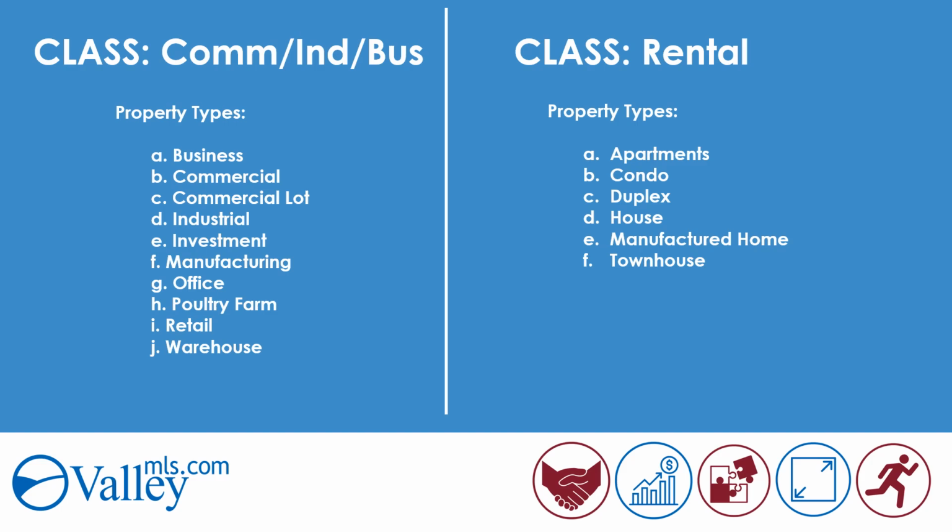Another class you can find is commercial, industrial, or business. You'll see all the property types listed A through J on the left-hand side of your screen. And then finally, let's look at the final class under rental. There are going to be several property types there, including apartments, condos, duplexes, a house, manufactured home, and townhouse.